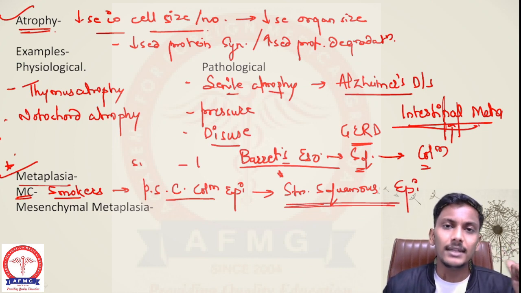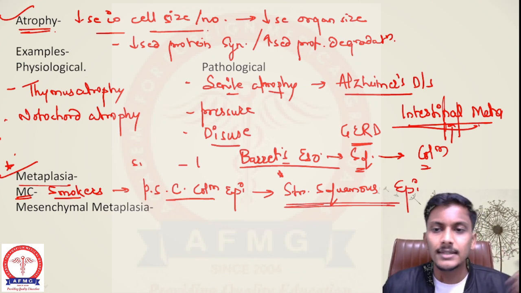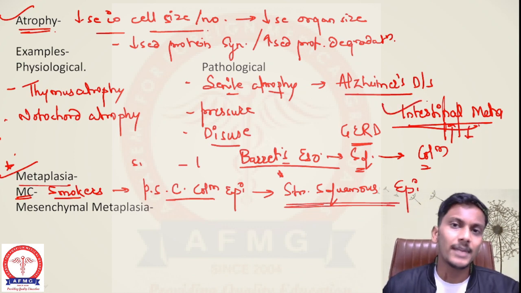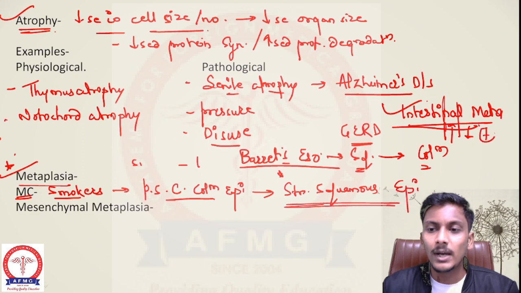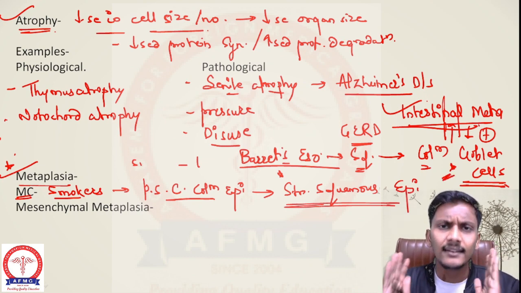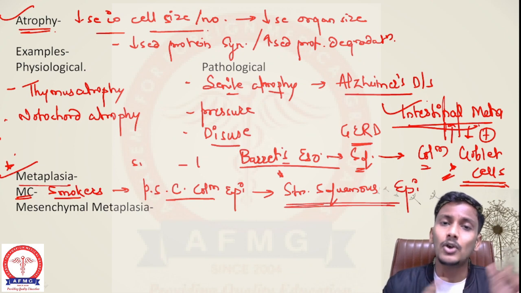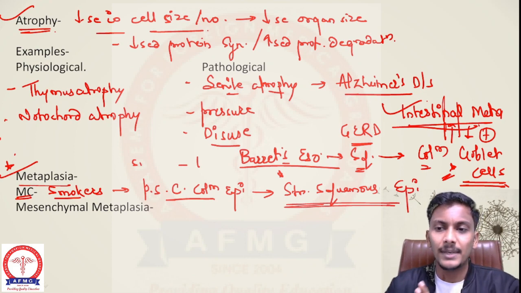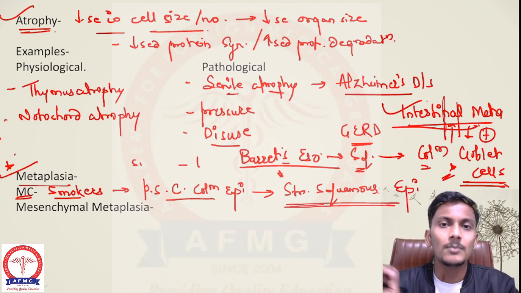Why intestinal metaplasia? In Barrett's esophagus, intestinal metaplasia is classically seen because columnar epithelium is seen, but along with that, one variety of cell is seen, and that is pathognomonic of Barrett's esophagus: goblet cells. Goblet cells are mucin-secreting cells, characteristically seen in the intestine, but they are also seen in Barrett's esophagus after metaplasia. Therefore, this is a classical example of intestinal metaplasia along with goblet cells. And the most pathognomonic feature of Barrett's is goblet cells.